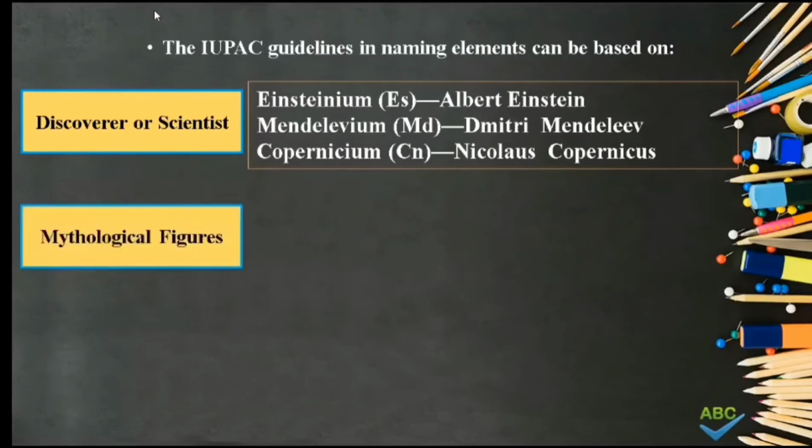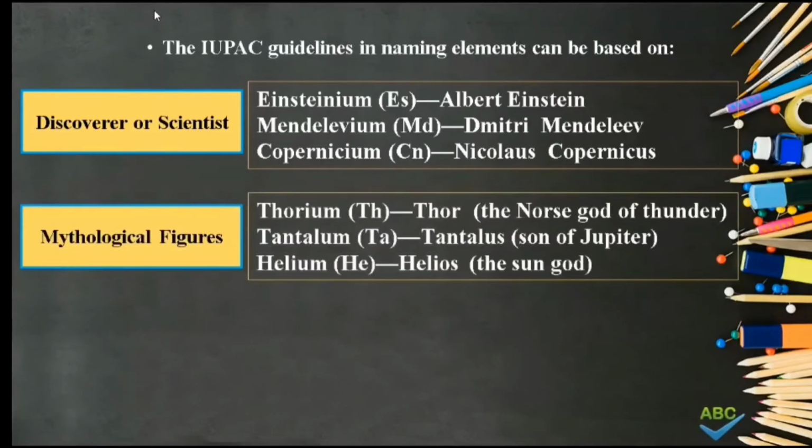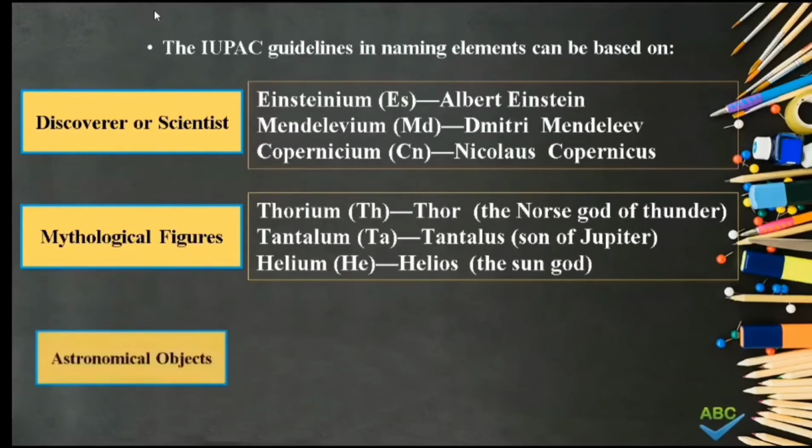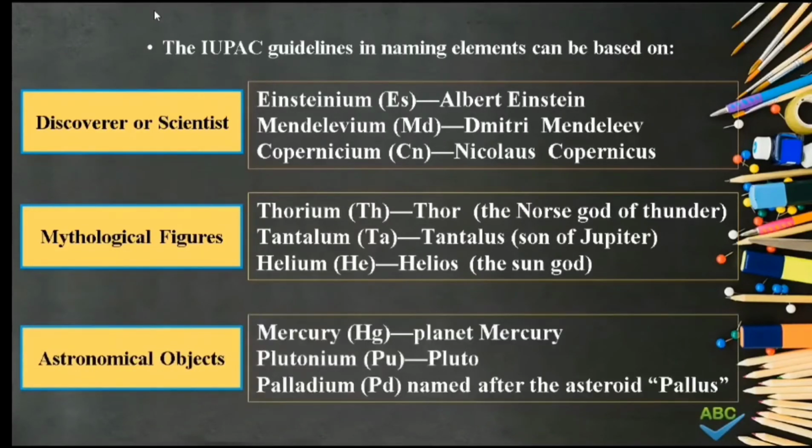Number 2, mythological figures such as thorium, named after Thor, the Norse god of thunder; Tantalum, named after King Tantalus of Greek mythology, the son of Jupiter; and helium, named after Helios, the sun god. Number 3, astronomical objects such as Mercury, named after the planet Mercury; plutonium after Pluto; and palladium, named after the asteroid Pallas.